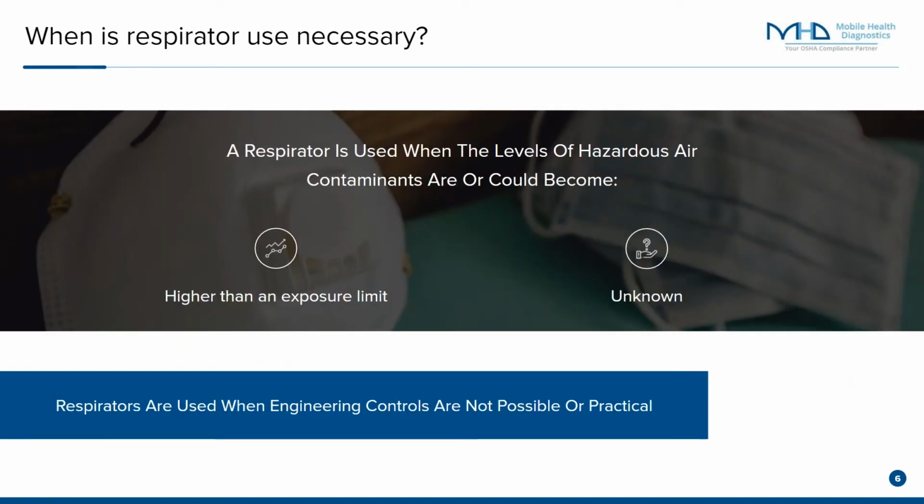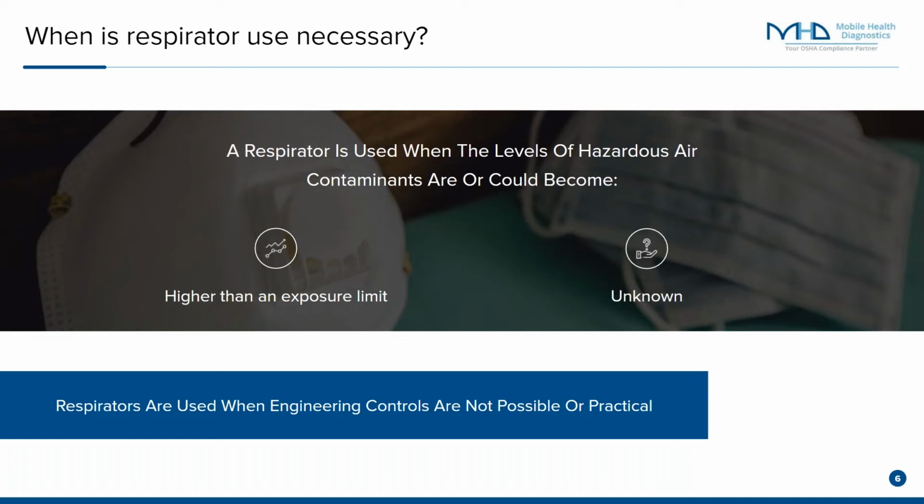So when is a respirator necessary? A respirator is used when the levels of hazardous air contaminants could become higher than the exposure limit, and the exposure limit would typically be set by a regulatory agency, like OSHA or MSHA, or Cal OSHA for a state-specific OSHA. Some organizations or companies also have specific exposure limits that they won't tolerate their employees being exposed to above a certain level, or if the contaminants are unknown.